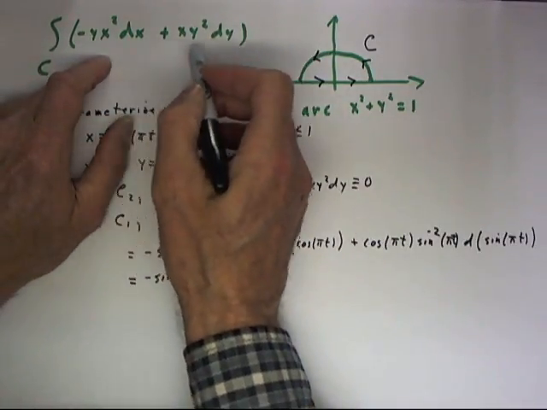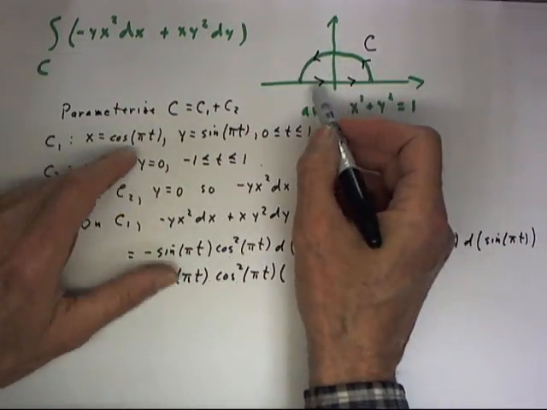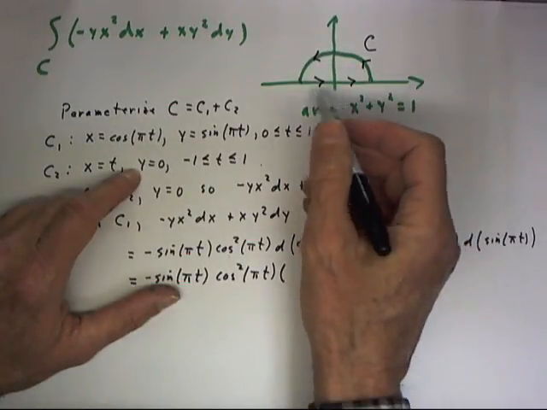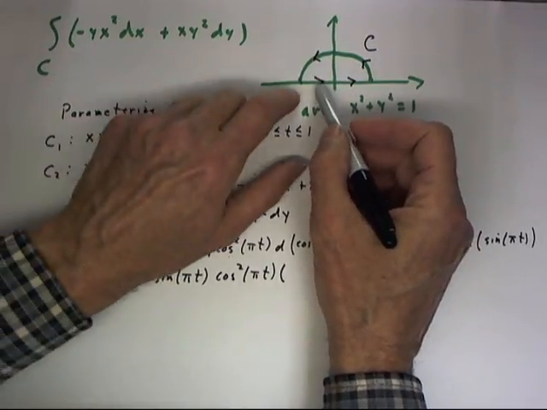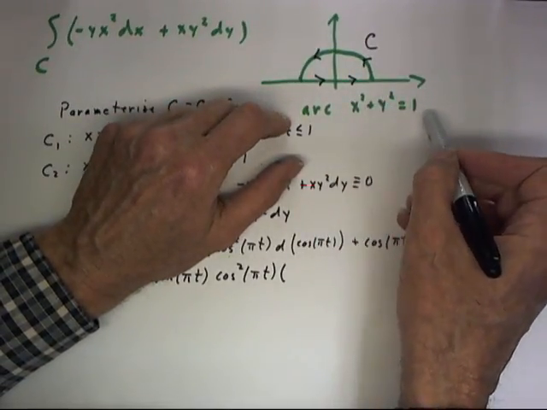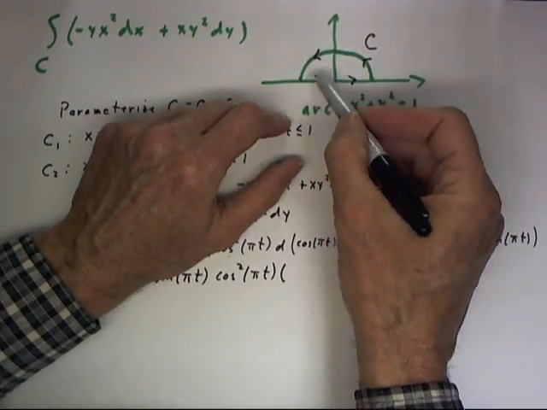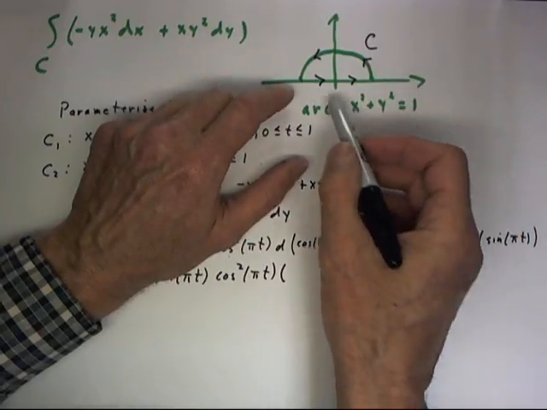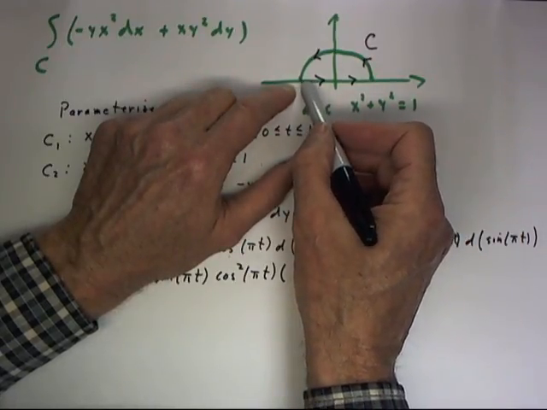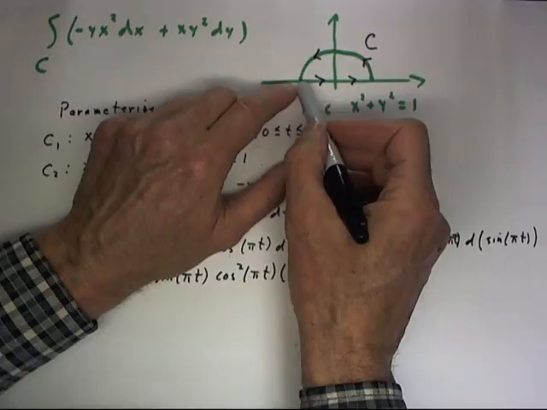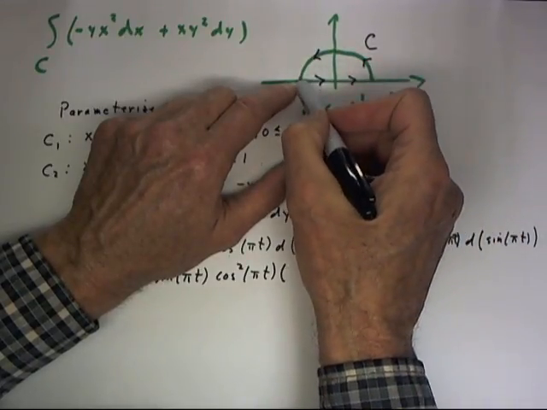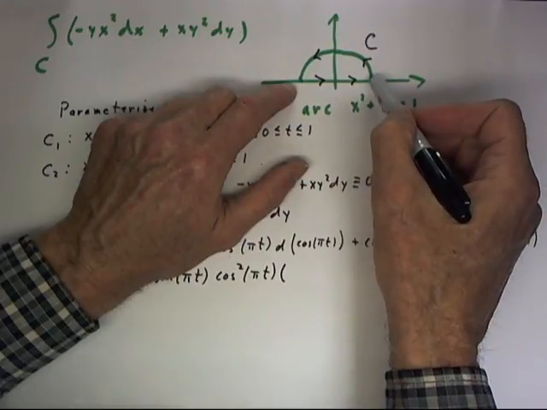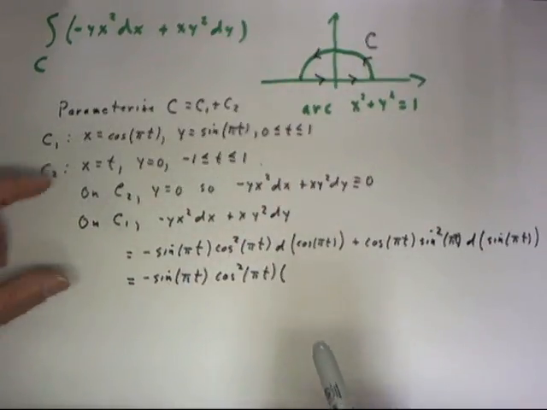Next, let's consider this integral on this curve. Now, the integral is just as it's written. The curve is just the arc of the x squared plus y squared equals 1 function plus the segment of the x-axis from x equals -1 to x equals +1. This forms a nice closed curve, and Green's theorem should apply.